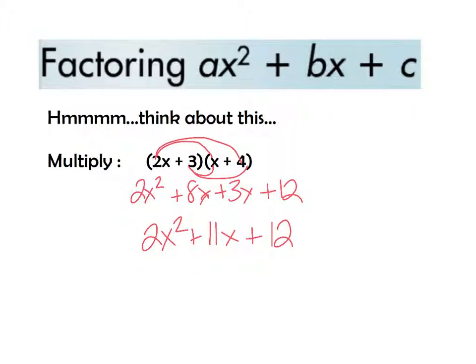So ultimately, let me show you, thinking backwards through this, here's what I would do. I'd say, all right, first has to get me 2x squared. Well, I know I have to multiply to get 2, so it's going to have to be a 2x and a 1x. That's how I'd get 2x squared.